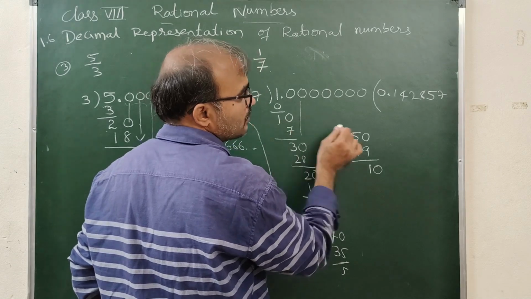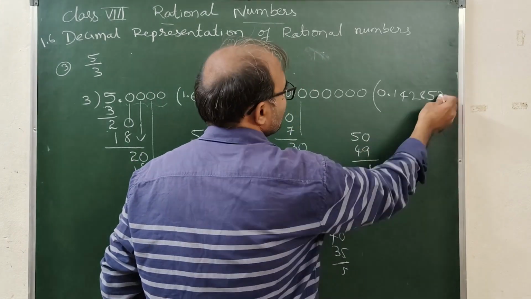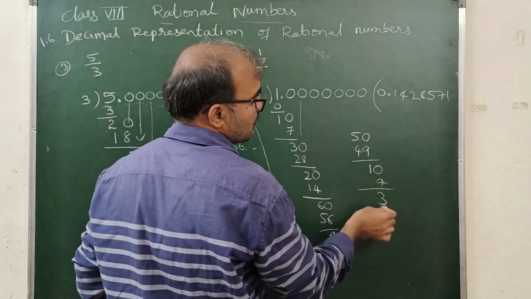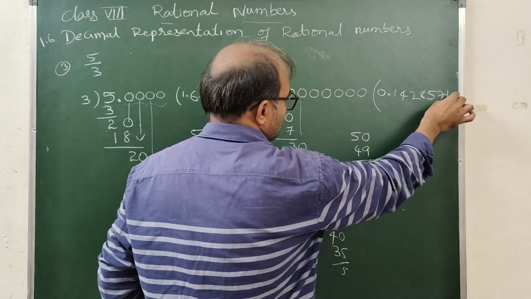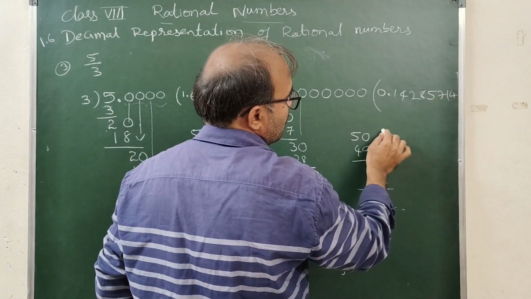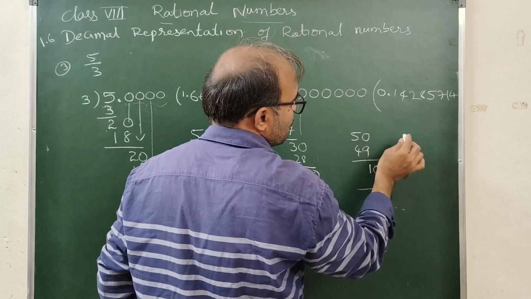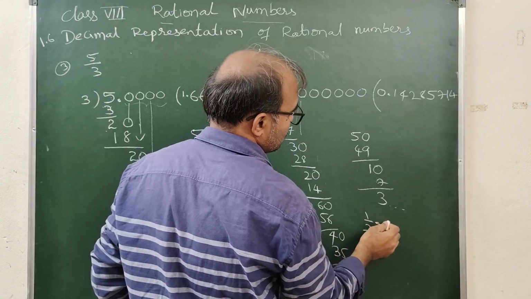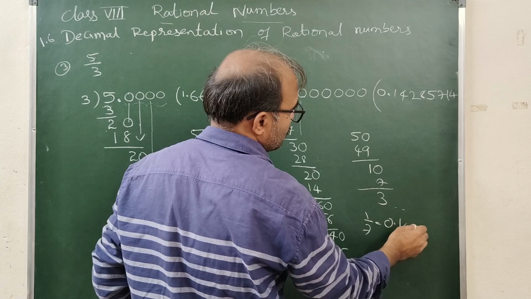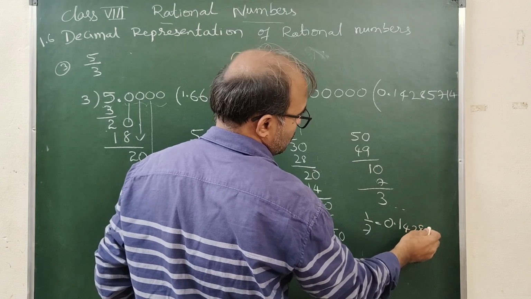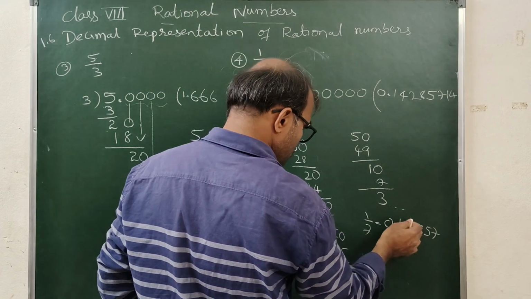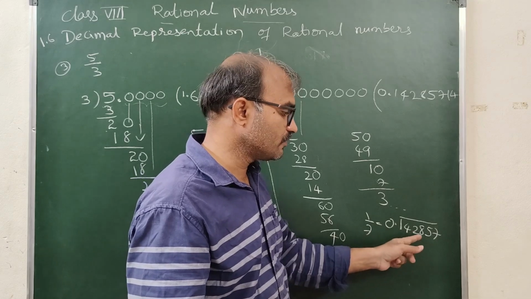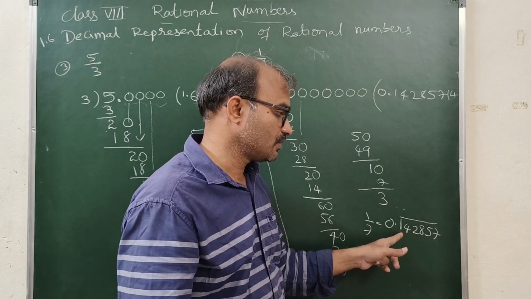So you got 10 here, no? So it means it will continue again. 7 ones 7. 3 is remaining. So it repeats now. 7 fours 28. So it will continue like this. So our repeating part here is, right? So 1 by 7 is equal to 0.142857 bar. For the repeating part you have to write a bar. Right? 142857, right?